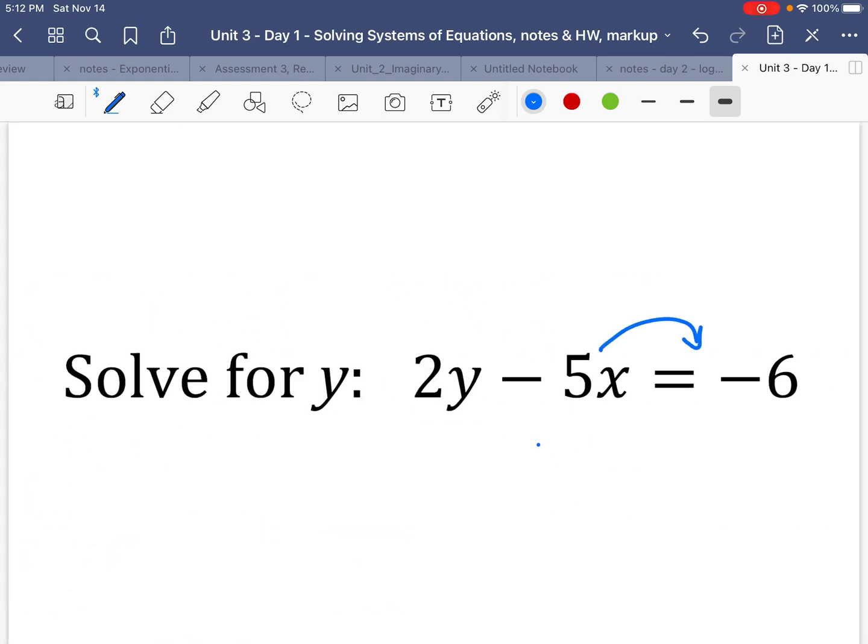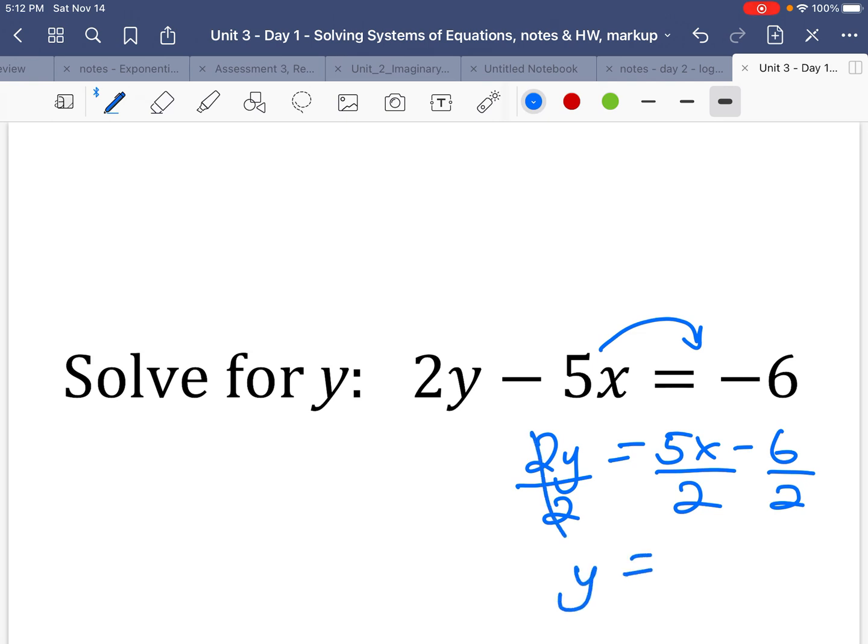So I'm going to pop that 5x to the other side, so I get 2y equals +5x minus 6, then divide every single part by 2. These are just lines. Usually you want them in y equals mx plus b, so y equals 5 over 2 x minus 3.